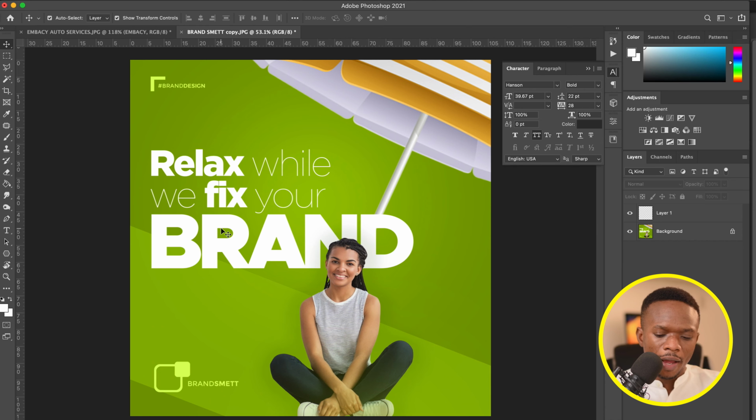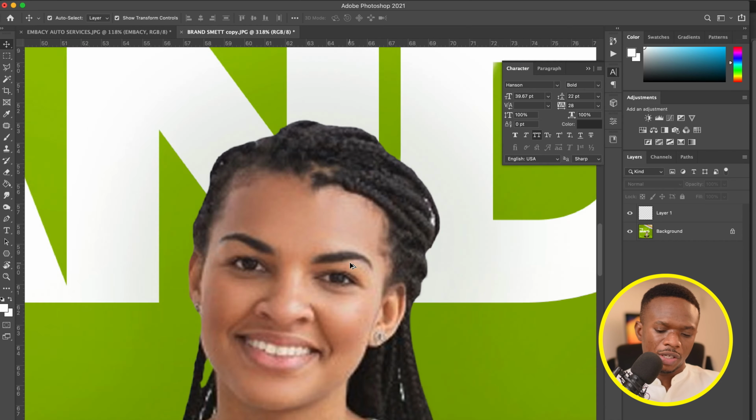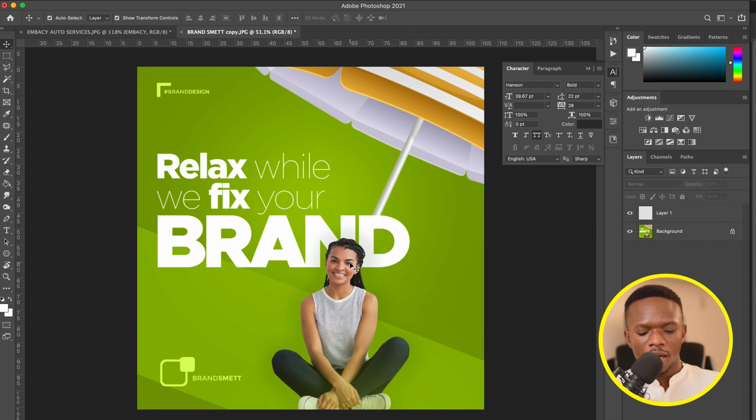So looking at this design again, you can see on this flyer is this lady. She's sitting down and she's in a relaxed mode, waiting for us to fix our brand. So it's important for you to use images that portray the right expression you're trying to give in your design.